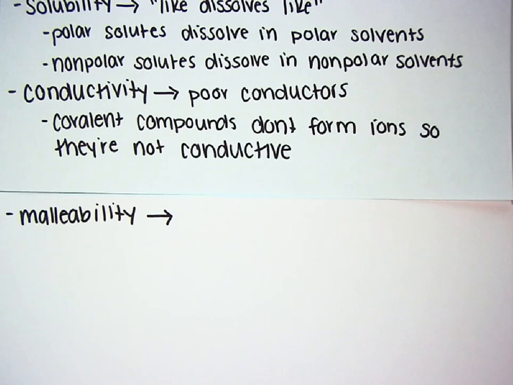Ionic compounds are not malleable. They're going to be very brittle due to that crystalline structure. If we were to hit an ionic compound, it is going to fracture because it is very brittle.